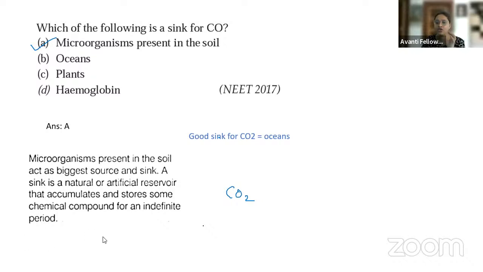And when we talk about CO2, the good sink for CO2 is what? Ocean. ये भी आपको याद रखना है, ठीक है? Very important, right? Everyone is getting this? Yes. Any doubt? Do you have any doubt about this? Okay, now let's move on to the next problem.